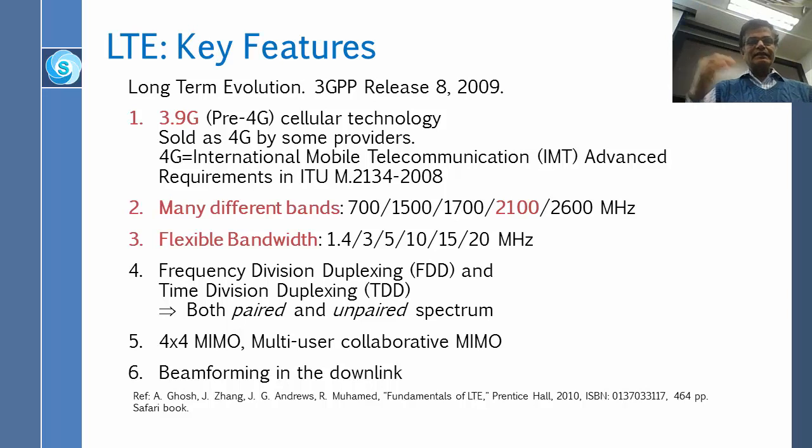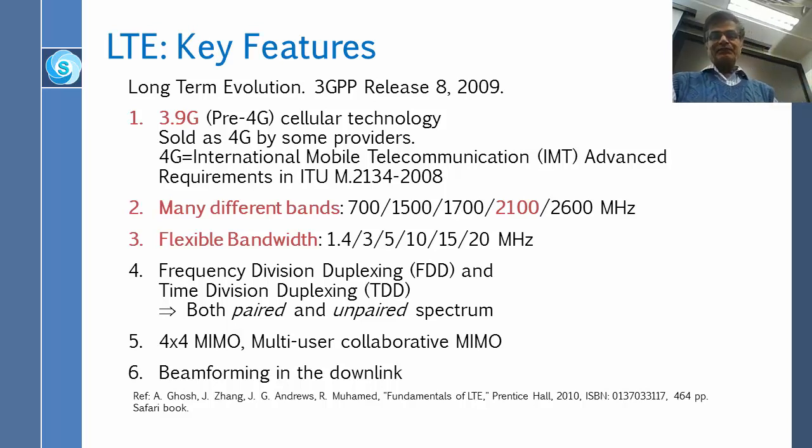So what is in LTE? LTE runs at many different bands. And why all these different bands? Just for historical reasons and country reasons. Basically, some countries have only 700 megahertz, some have 1500, some have 1700, some have 2100, some have 2600. And I think 2100 is bolded here because that is the United States.